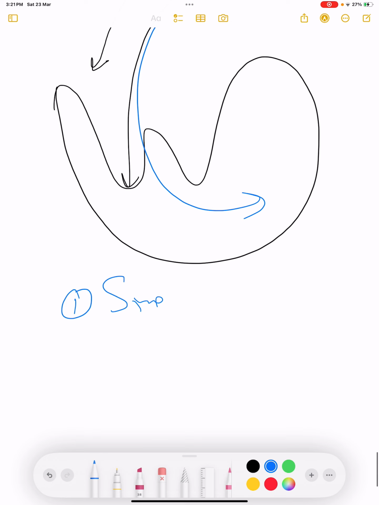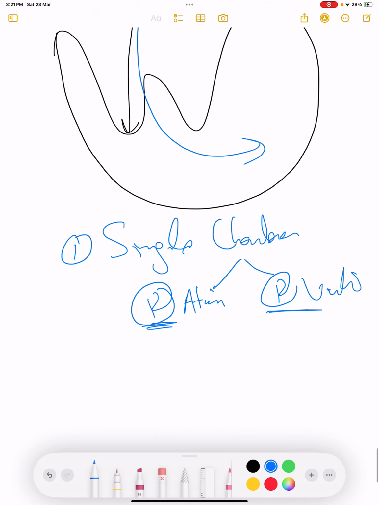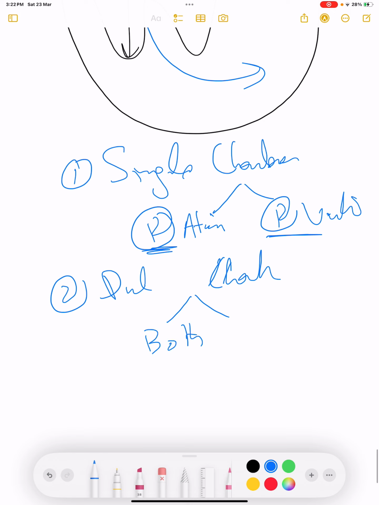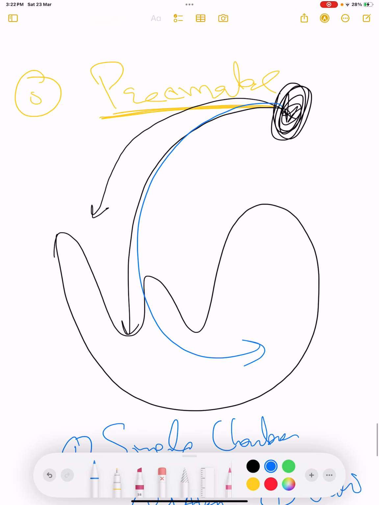A single chamber pacemaker has only one lead. It can be only in the atria, the right atrium, or the right ventricle. Why right? Because the SA and AV nodes are on the right side, and second, they are easily accessible. And a dual chamber pacemaker has leads in both the atrium and ventricle, both on the right side. And the third type of pacemaker is the biventricular pacemaker, in which we have two leads, both on the right as well as on the left side of the heart.